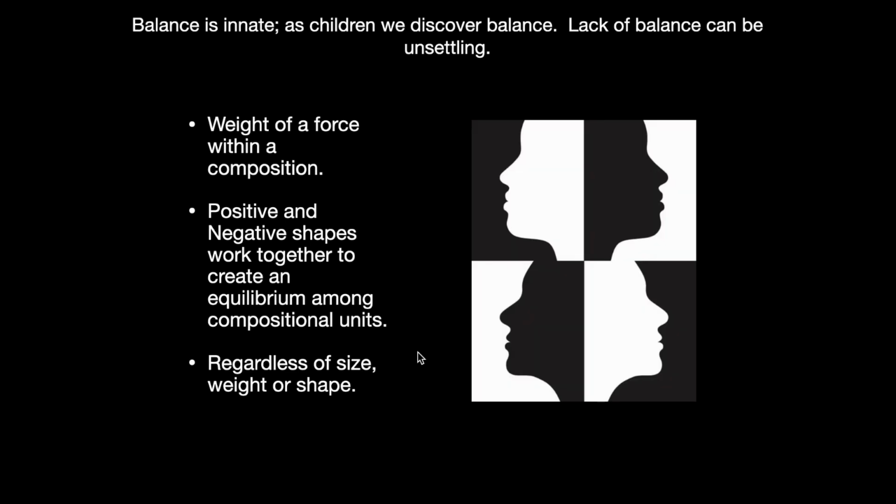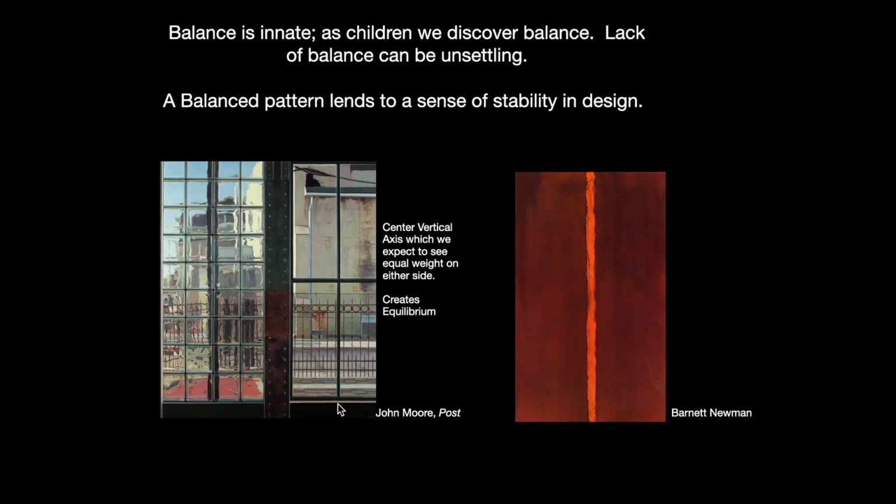Balance. Let's talk about balance next. Balance is innate. As children, we discover balance. A lack of balance can be unsettling. So balance is the weight of a force within a composition. Positive and negative shapes work together to create an equilibrium among compositional units. Think about the Hokusai piece with the wave and the sky: balance, regardless of size, weight, or shape. So a balanced pattern tends to have a sense of stability. If we have a line in the center, we expect there to be an equal amount on each side. If there's not, then it creates an unsettling feeling.